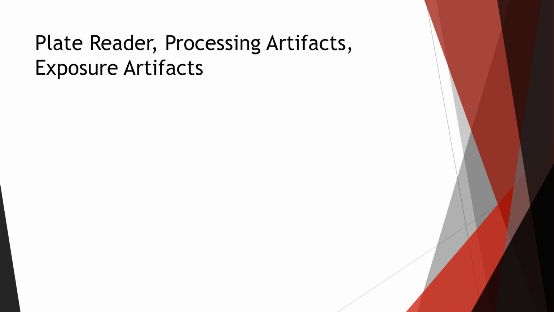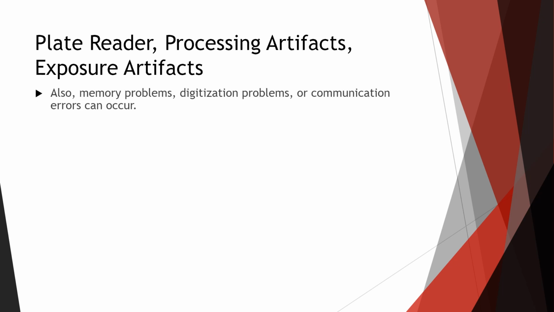Go ahead and we'll look at some other types of artifacts: plate reader artifacts, processing artifacts, exposure artifacts. Also, memory problems, digitization problems, or communication errors can occur. So the exposure index, which is the EI, may not be correctly calculated. This is a tool that is within the X-ray machine, and it communicates with the operator, the radiographer, and tells us if we're overexposing or underexposing a patient, and this may not be correctly calculated. It's displaying wrong, and it's usually a number, okay?